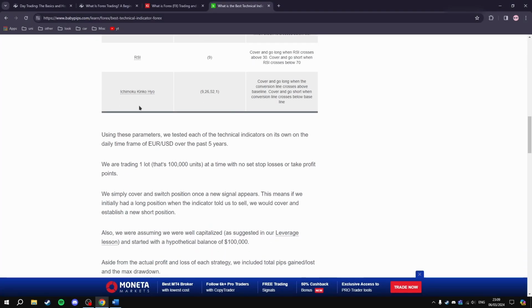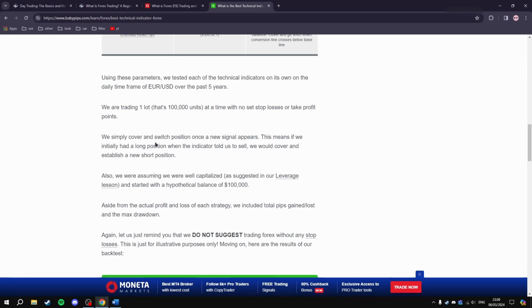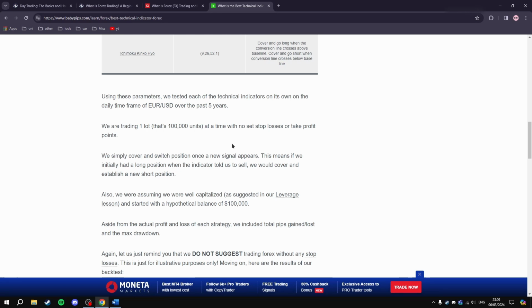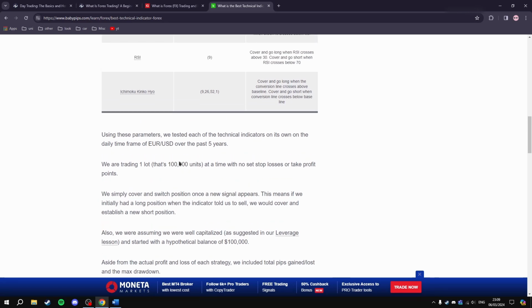But anyways, using these parameters on the daily on its own for the past 5 years, we're trading one lot, that's 100,000 units at a time, with no set stop losses or take profit points. So just go ham, basically. We simply cover and switch positions once a new signal appears. So if it's a buy signal, you keep buying until it becomes a sell signal. At that time, you sell.